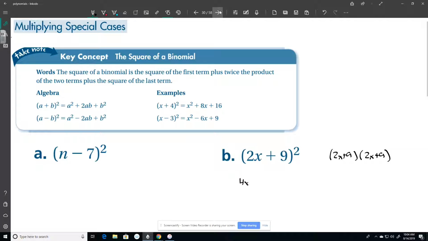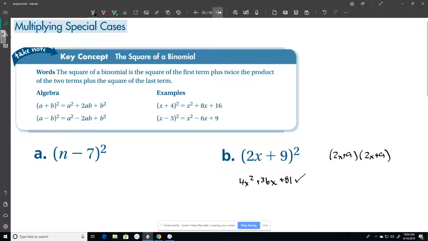which tells me that I just square the first number, which is 2x, so that becomes 4x squared. My second term is going to be 2 times the first number times the second number. So 2 times 2x is 4x, times 9 is 36x. And then my last term is just the second number squared. 9 squared is 81. So that would be my answer.